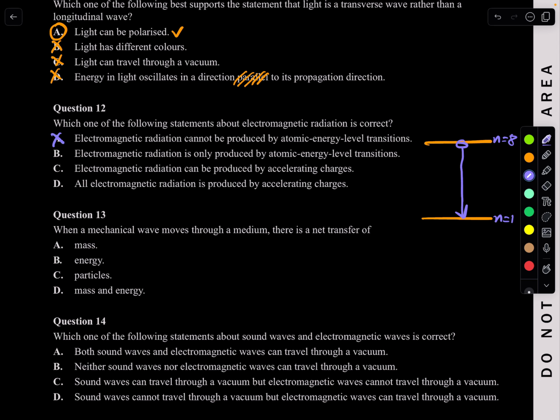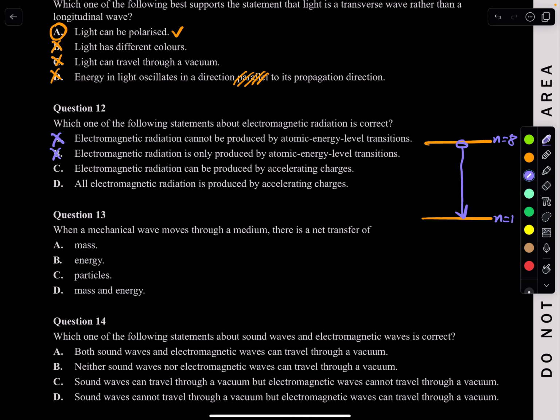B, electromagnetic radiation is only produced by atomic energy levels. No, you can produce it in other ways, for example thermal radiation. Normally, for example with thermal heat, we can have radiation. There are many other ways you can get radiation, not just atomic energy level transitions. So yep, B is also wrong.